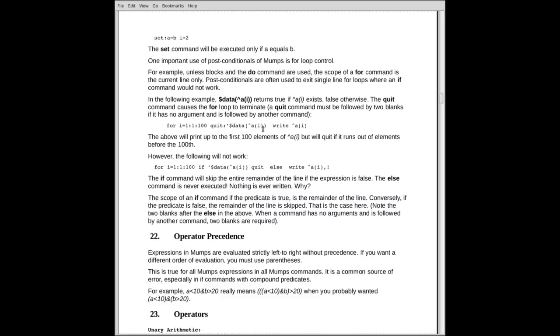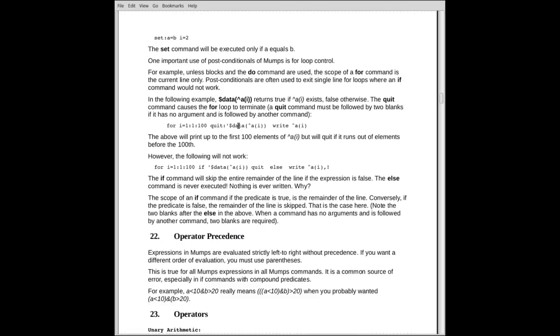What does this postconditional mean? Well, it's the $data function. Functions begin with a $. The $data function is built in. It tells you whether or not a node exists, and it also tells you whether it's got data stored at it. If a node doesn't exist, $data returns a 0. If it does exist in any form, it returns non-zero. This is the not sign, the single quote. So basically what we're doing, for a given value of I, we're testing to see if A sub I exists.